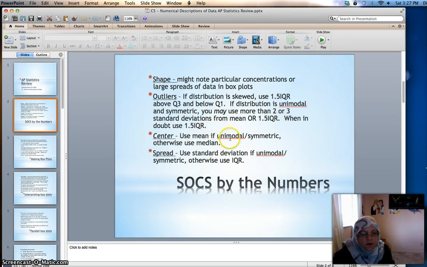For center, if the data is unimodal symmetric, use mean, otherwise use median. For spread, use the standard deviation if the data is unimodal symmetric, or you can use the interquartile range.